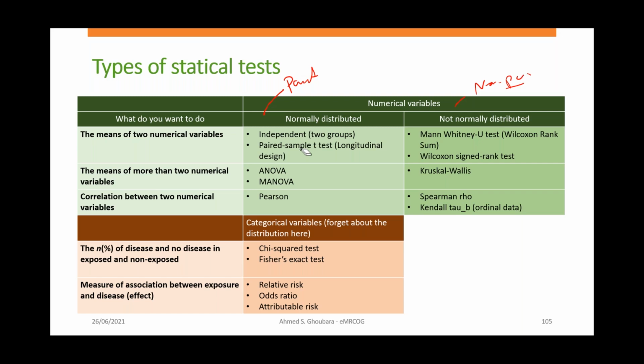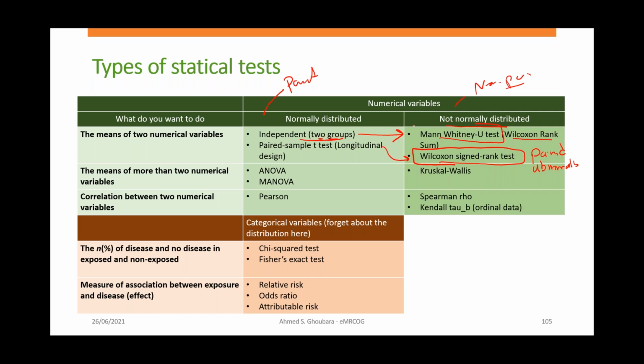Distribution: if they're normally distributed, we use the paired sample t-test. If they are not normally distributed, look at that. If they are independent groups, we use the Mann-Whitney or the Wilcoxon rank sum. If they are paired samples and not normally distributed, focus, bear with me for a second, we call it the Wilcoxon signed rank. So the signed rank is for paired, abnormally distributed data.